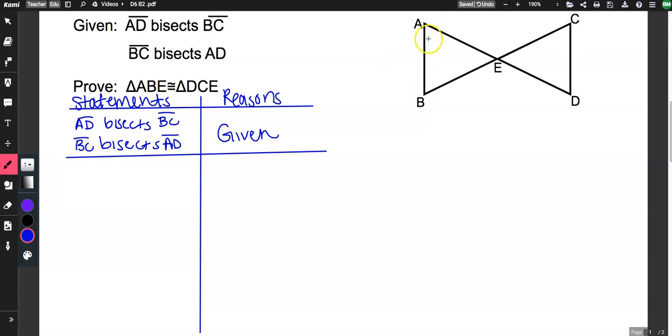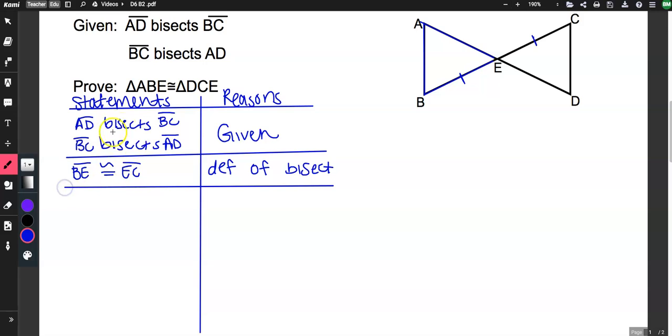Okay, so using that, I'm trying to prove that triangle ABE, so that's this left side here, is congruent to triangle DCE. So that's the right side over there. So let's look at the bisect piece first. AD bisects BC. So here's AD bisects BC. So if AD is bisecting BC, that means BC is cut into two equal parts. So here and here. So I'll say BE is congruent to EC by the definition of bisect.